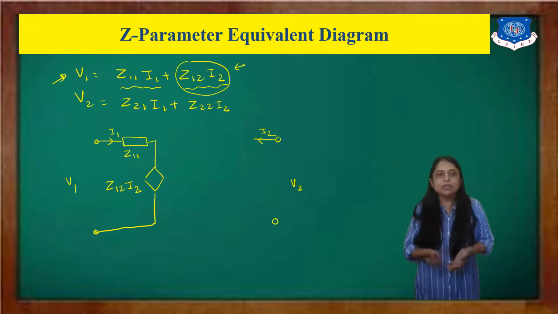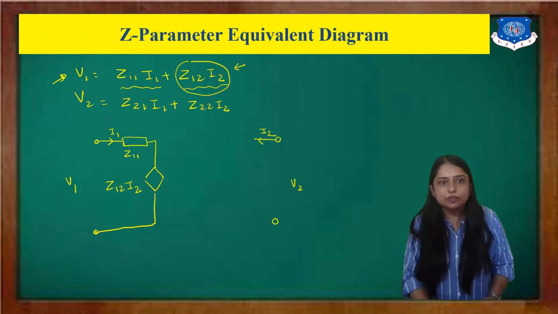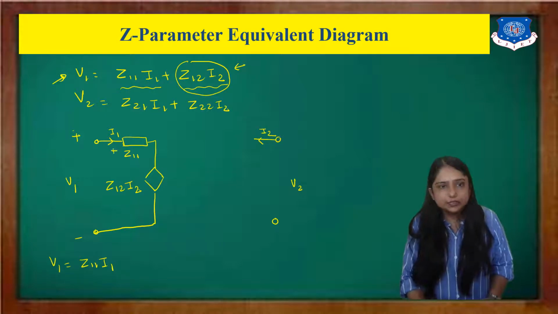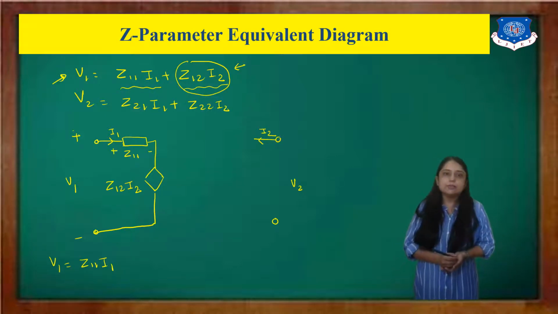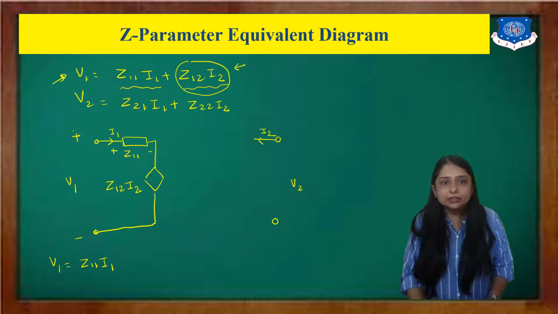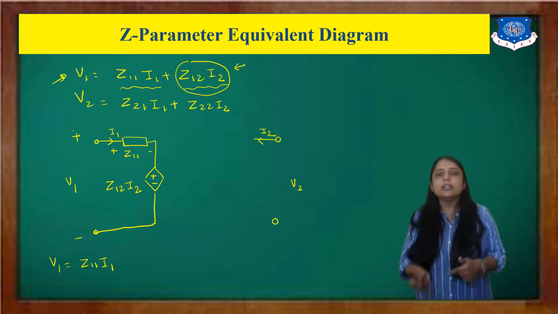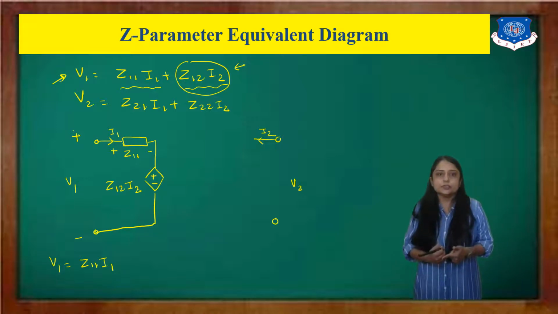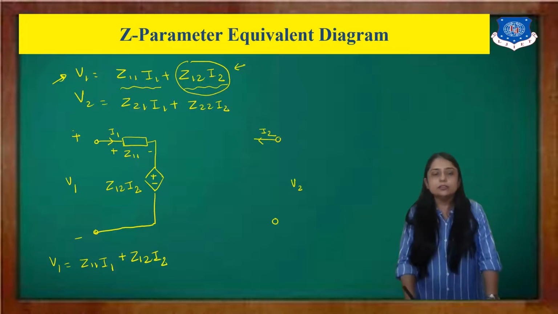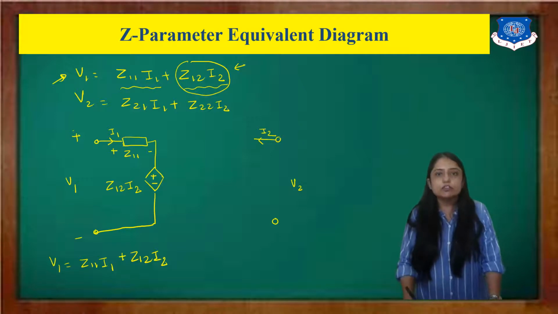So what will happen when I write the equation, that is V1 here, plus minus. So V1 equal to Z11 into I1, and here if the current is passing in this direction, so here we have a plus and minus. And here if I want to add this, then this should be plus minus. Then I can add these two voltages. So here what I have is Z12 into I2, right? So this is our equation 1.